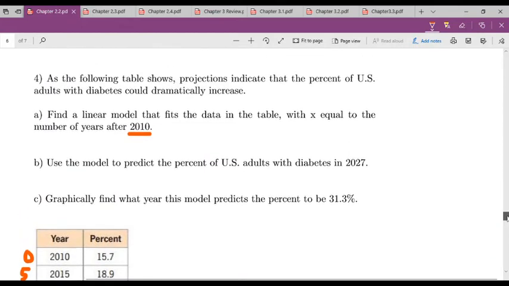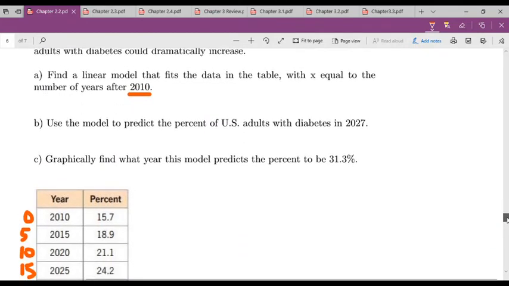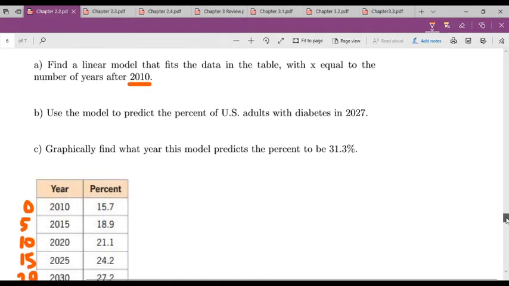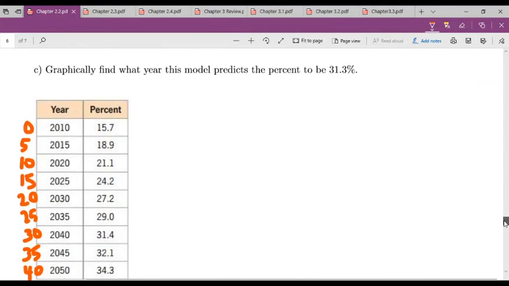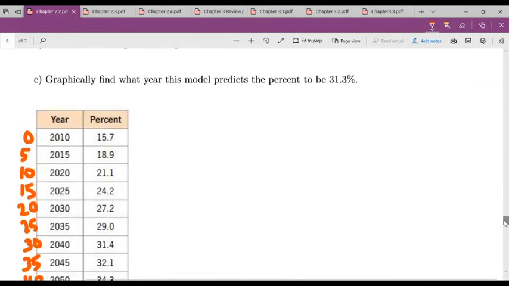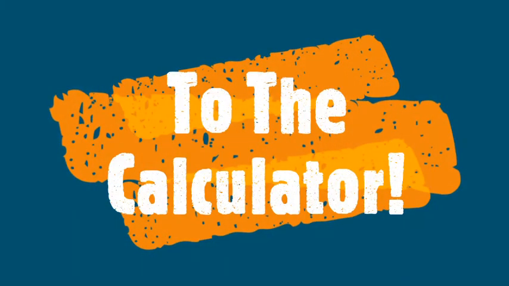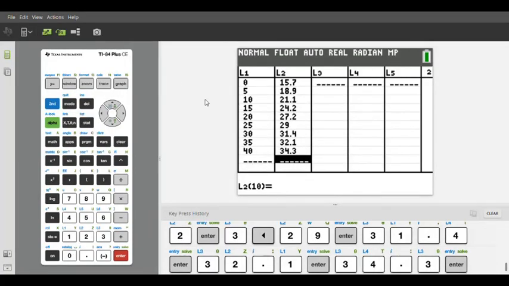Really, all we need to do is type it in the calculator, find the model, and then use that model to predict the percent of U.S. adults with diabetes in 2027, and to find the year where the percent is going to be 31.3%. So let's go over to the calculator real quick. Alright, so we're over here at the calculator. I've already got my list typed in. If you need to pause and type your list in, please go ahead and do that.